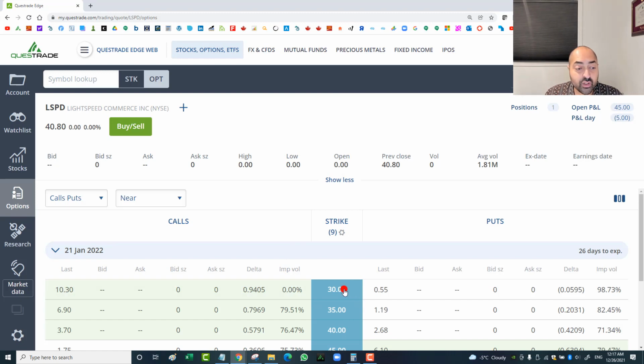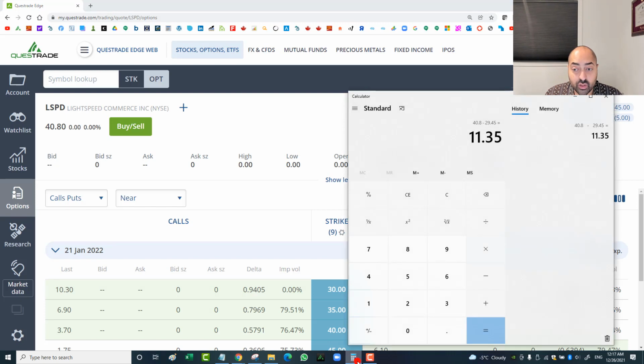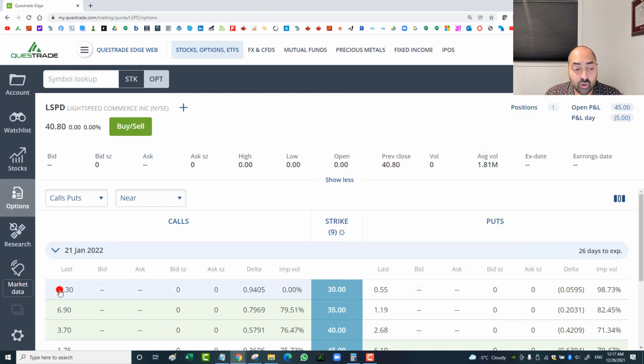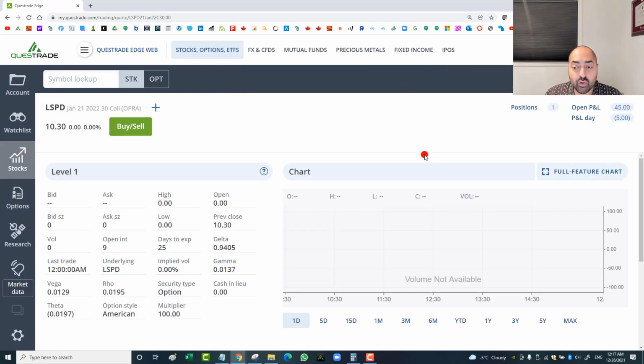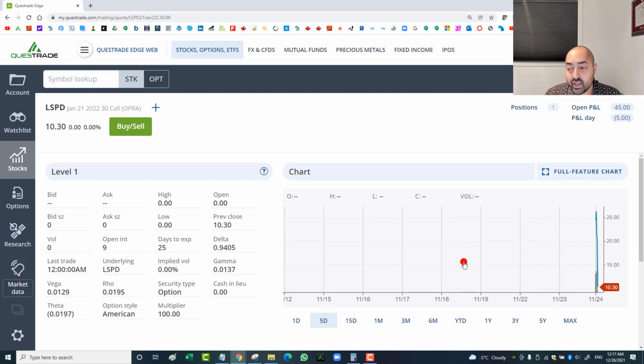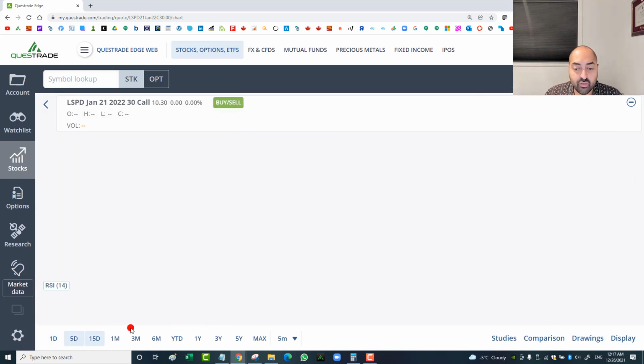So now if you look at the 30 strike for January 21st, we can see the last traded price was $10.30. Now that's not good. It's pretty far from my $11.35. Now the market is closed, so this is probably not accurate. Let's see if we can look at the quote. If we look at 5 days, yeah, it's still not obvious.